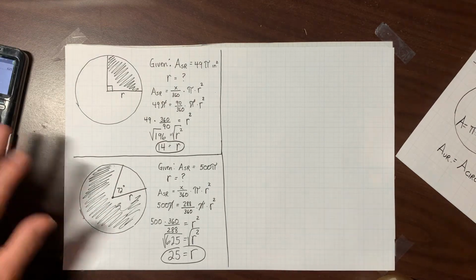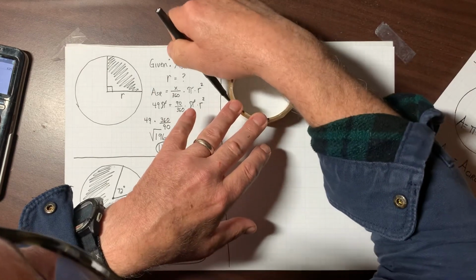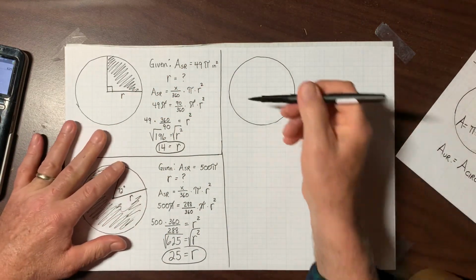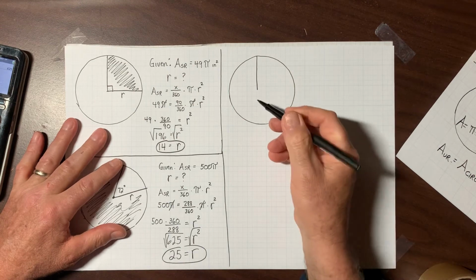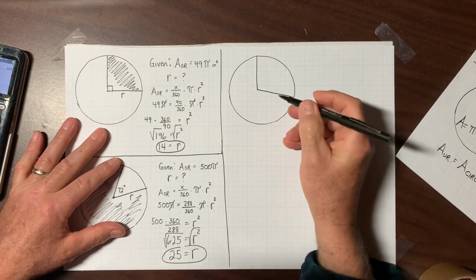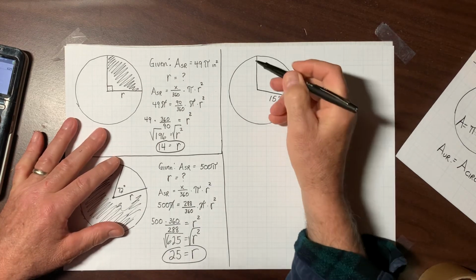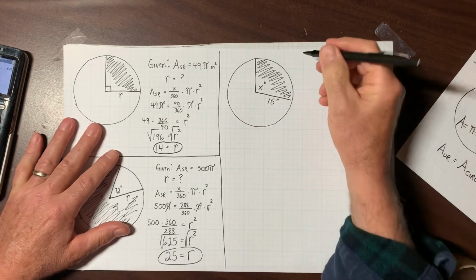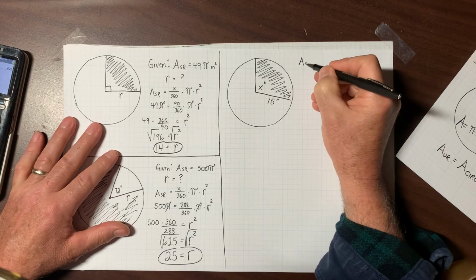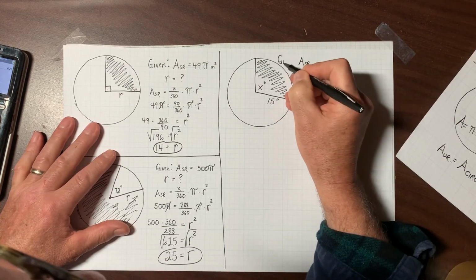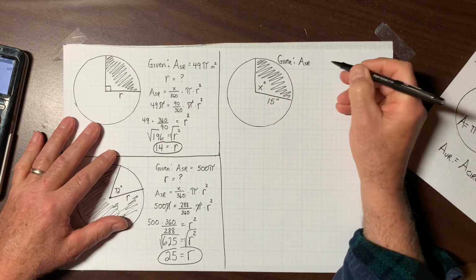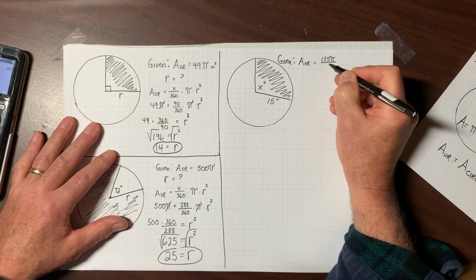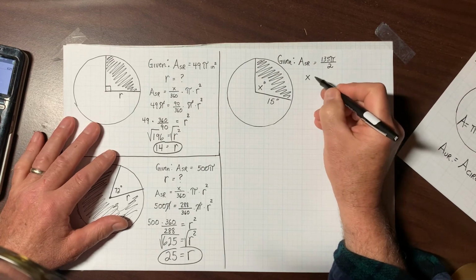Let's do a couple more problems. Let's see. In this problem, we are told that the area of the shaded region is equal to 135 pi over 2. And we're asked to solve for x here.